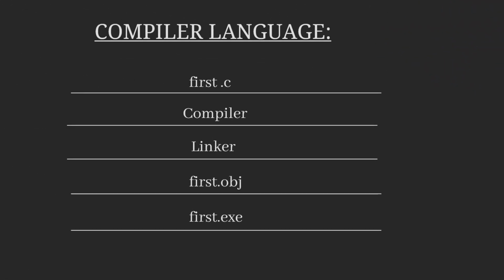So this is how the compiler translates the code: first.c, then compiler, then linker, then first.obj, then first.exe. The various well-known compilers available for C include Turbo C, Borland C, Microsoft C, etc.